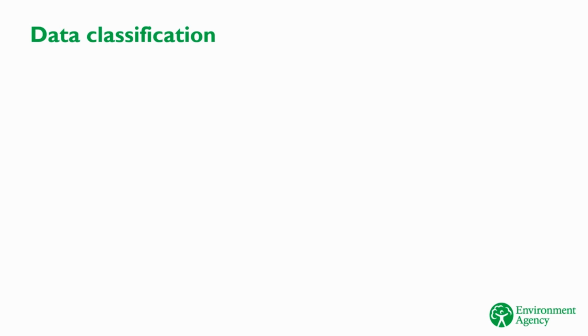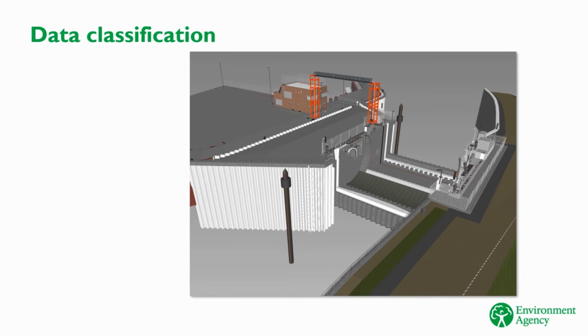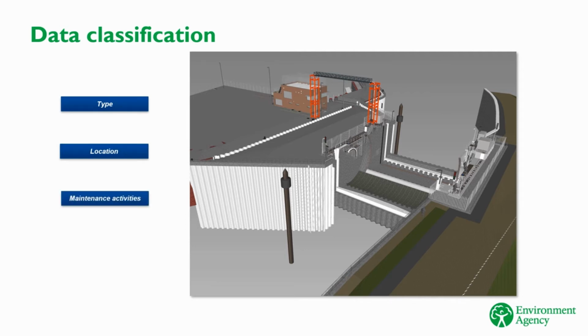In the Environment Agency, we classify our asset register in exactly the same way. For example, we classify our assets on attributes such as type, is it an embankment, pumping station, flood wall, and so on. Location, where in the world is this asset? The sort of maintenance activities we carry out. Who owns the asset? Is it the Environment Agency or some other party that's responsible for the asset?